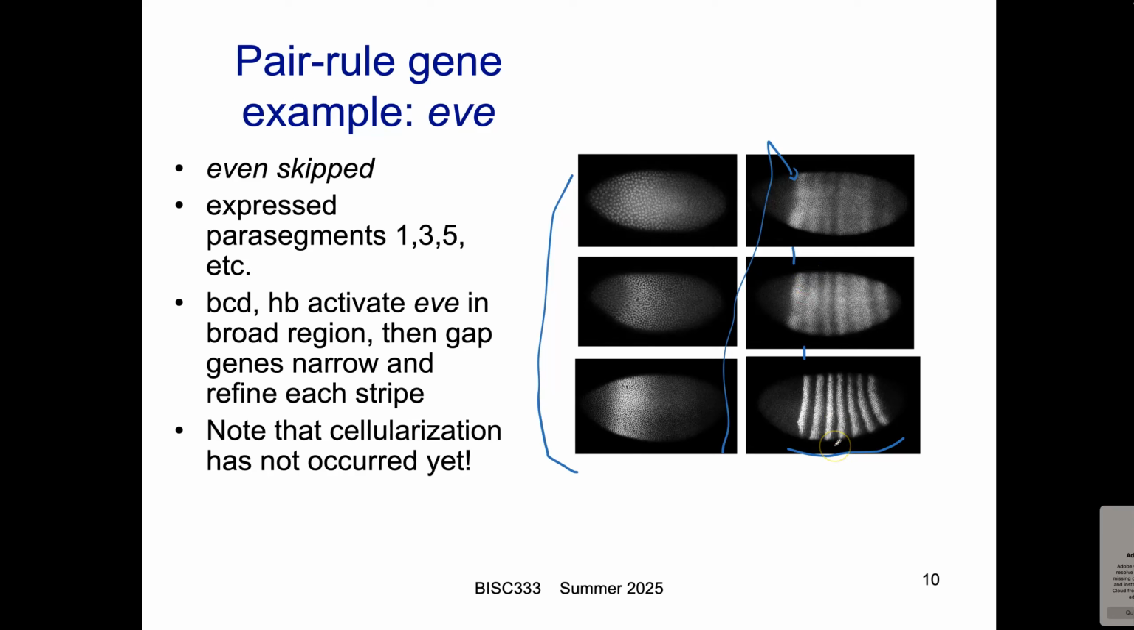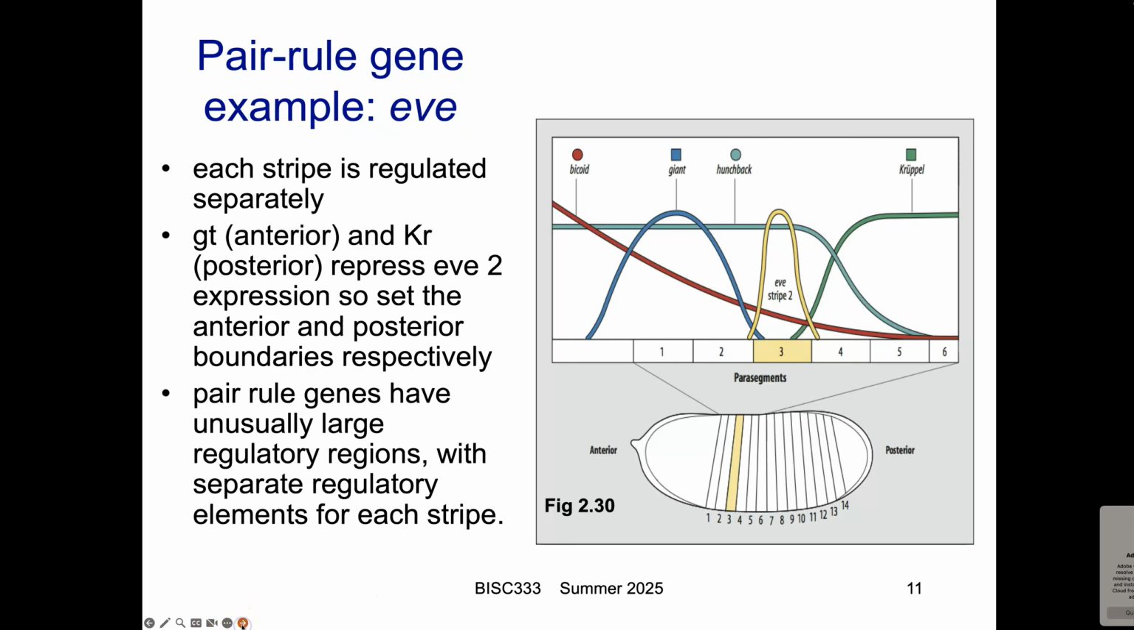And probably fairly soon after these stripes get refined into these really distinct patterns, cellularization happens. But it's kind of remarkable to see these really sharp boundaries with no actual cell membranes to divide them. And so we're just going to look a little bit at the regulation of just one stripe. This is Eve stripe 2. Stripe 2 is parasegment 3, so that's something to just keep in mind.